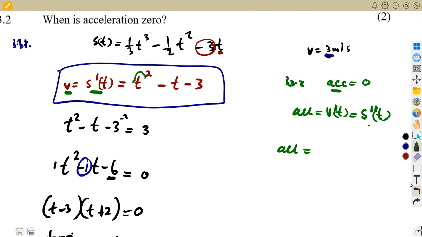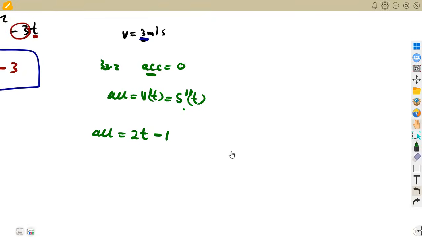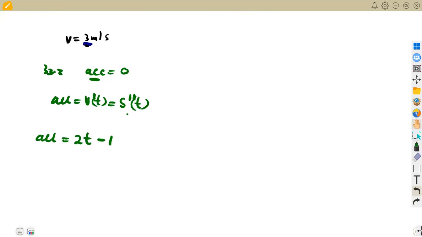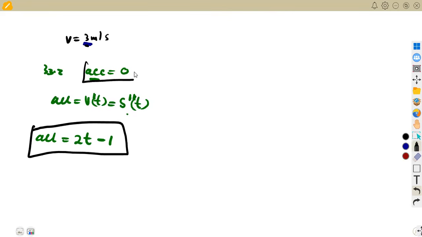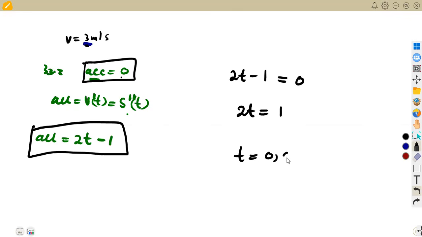That is, we drop our exponent here, which is going to be 2t minus 1. Here we are dealing with the 1, and this is a constant, that's a 0 there. So this is the expression for our acceleration. From this expression of acceleration, the question is, when is it equal to 0? So we are simply saying 2t minus 1 should be equal to 0, which is our acceleration. So that's 2t is equal to 1. Divide by 2, our t is going to be 0.5 seconds.